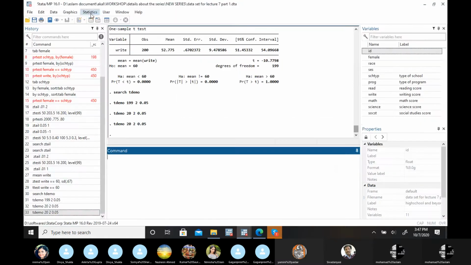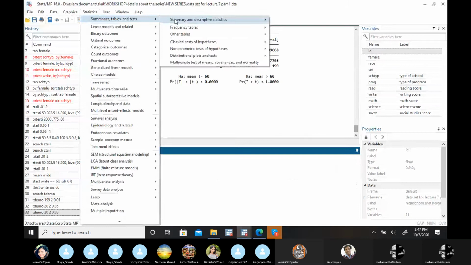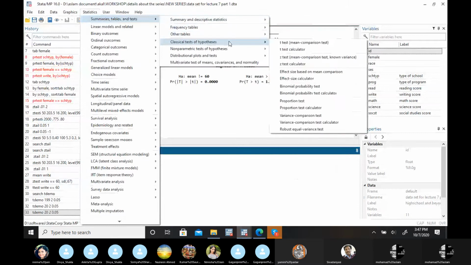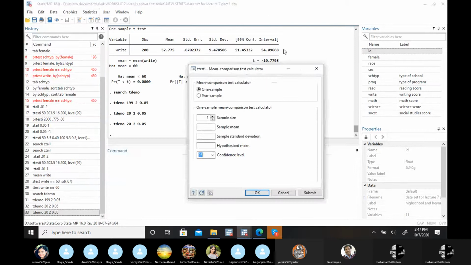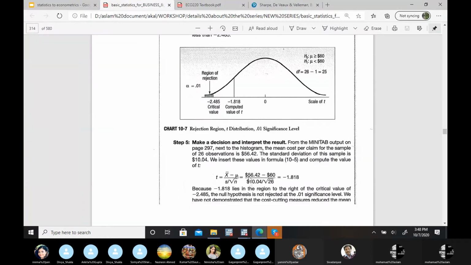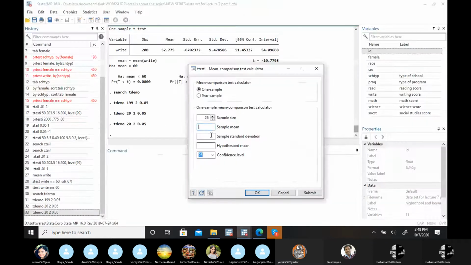So this is again statistics summary, classical test of hypothesis. Now we need the t-test calculator because we don't have the data set, right? The sample size in this particular case is 26. Sample mean is, sorry, it's not 60. They have calculated it, right? Yeah, 56.42.